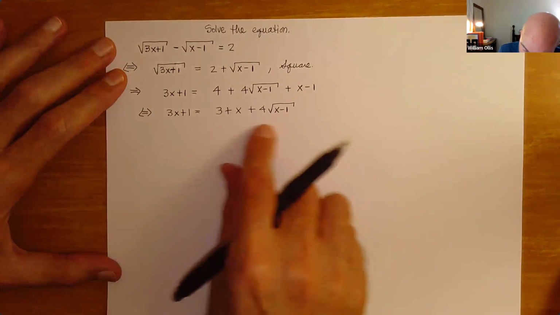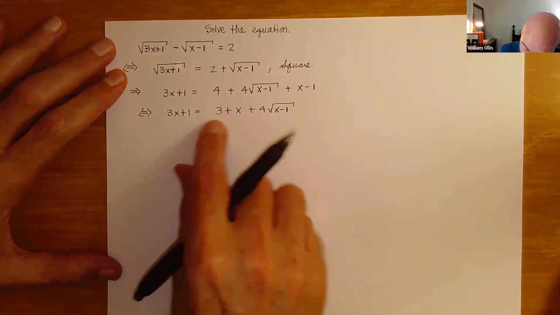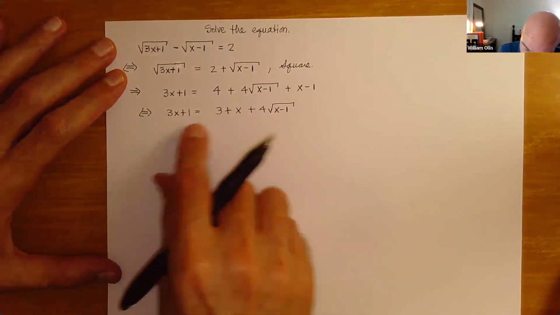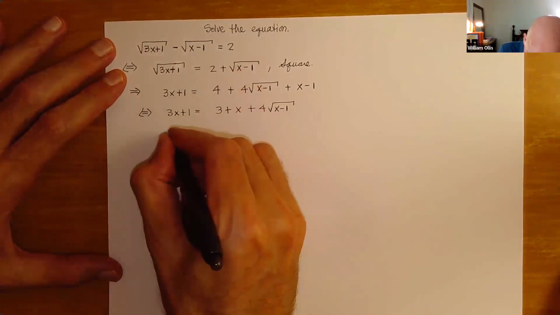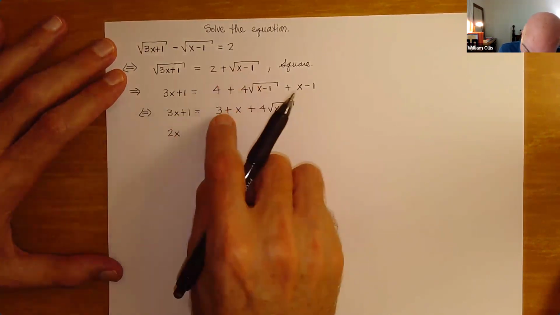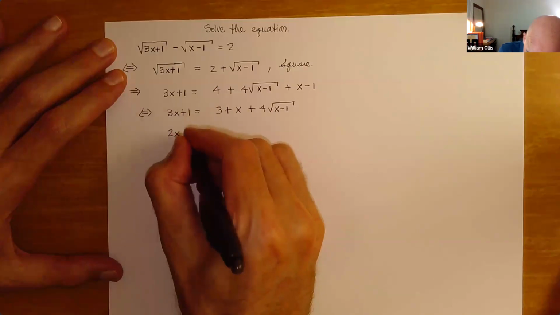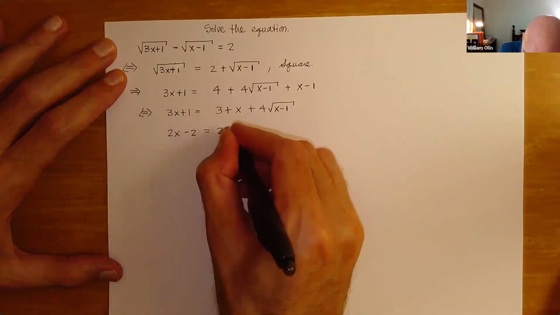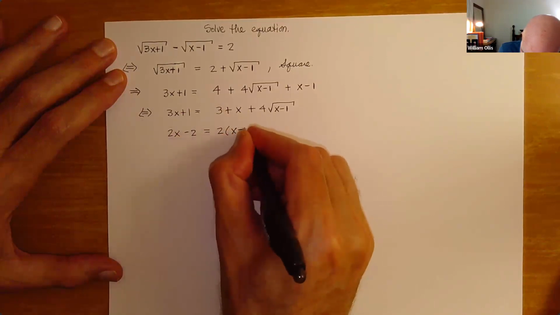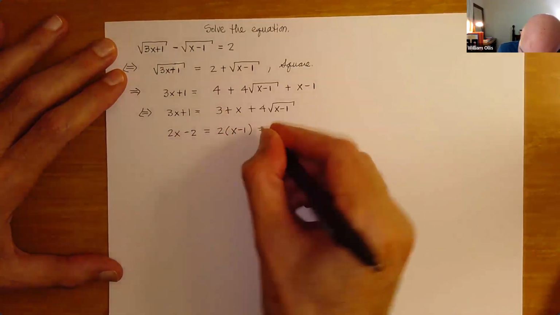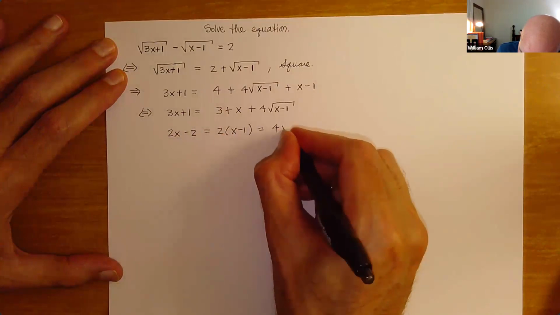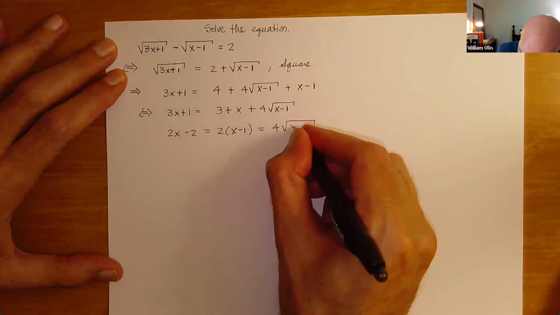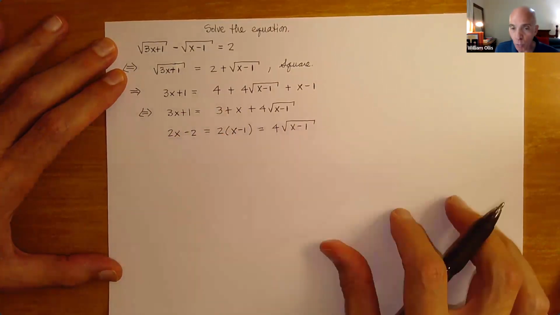So now if we look at this, we'll transpose the non-radical parts to the other side. So subtract x from both sides to get a 2x. And then, of course, subtract 3 from the 1 to get a negative 2. But, of course, we can factor the 2. That's just a 2 times an x minus 1. And then what's left on the right-hand side is the square root of x minus 1 times the 4.